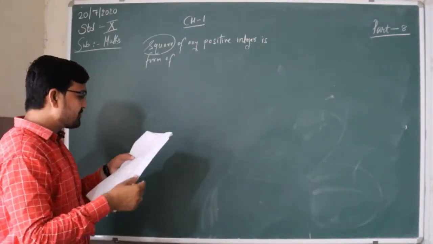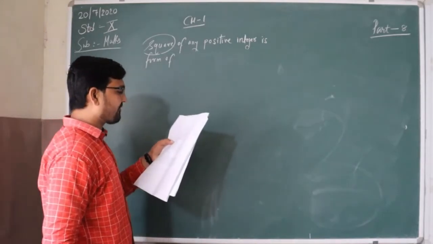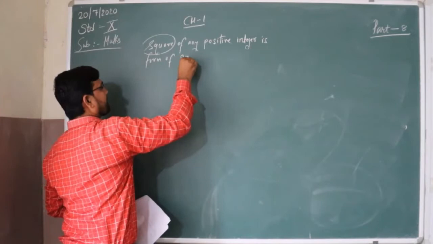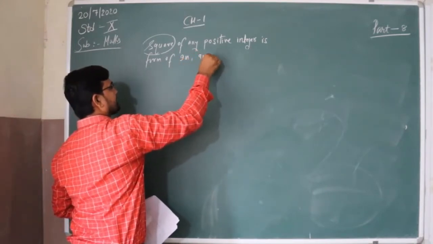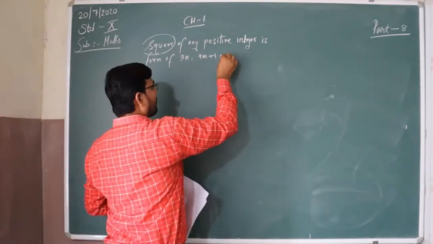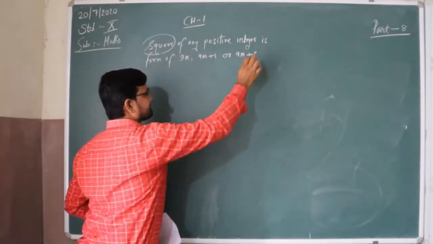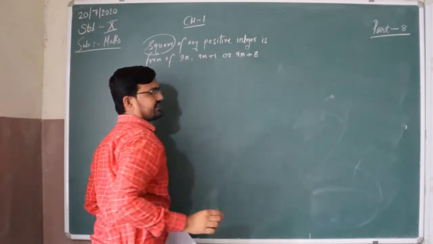Fifth question is: use Euclid division lemma to show that the cube of any positive integer is of the form 9m, or 9m plus 1, or 9m plus 8.